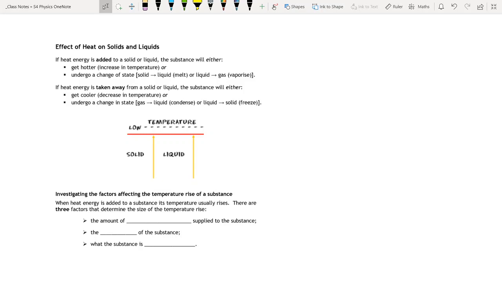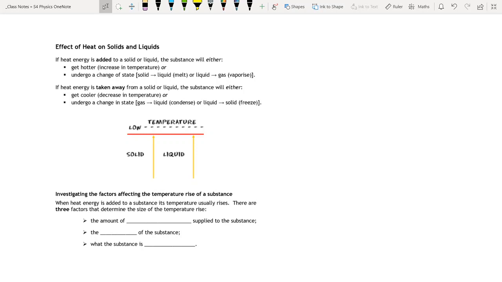So we talked about conduction, convection, and radiation yesterday, and we watched a few videos. So now we're going to look at the effect of heat on solids and liquids. As I said, if you do chemistry, you may find a little bit of overlap with this. You might have done it, you might not have done it yet with chemistry, I'm not sure.